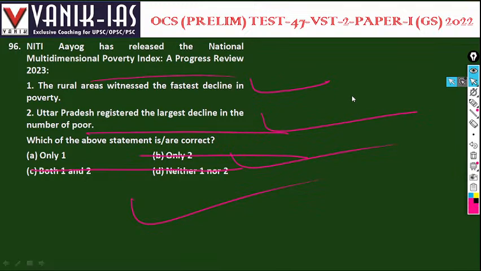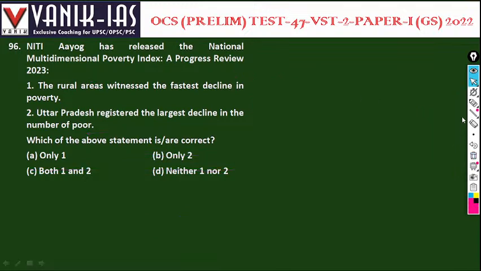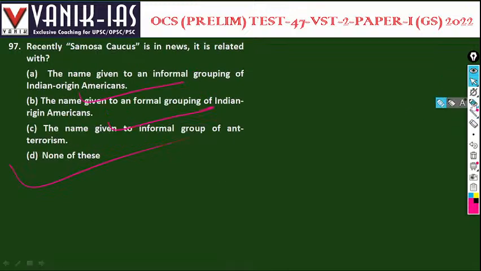India released the national multidimensional poverty index. What is the multidimensional poverty index? Rural areas witnessed the fastest decline in poverty. Yes. Uttar Pradesh registered the largest decline in number of poor. Yes. So C is the answer. There was the highest number, that's why it will show the largest decline in poverty.